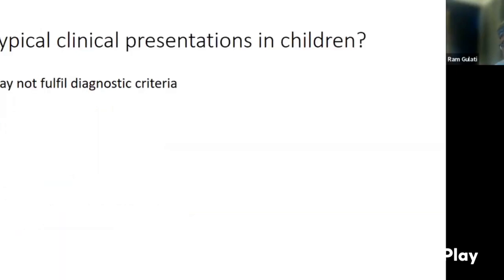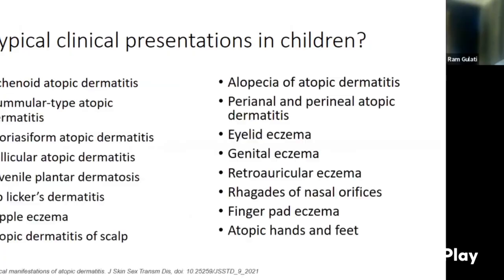Atypical clinical presentations in children. So these are kind of typical that we saw, but sometimes you come across presentations which are very atypical. That means that they're not fulfilling the diagnostic criteria that we have at hand for atopic eczema. So there's a huge list of atypical clinical presentations in children. I think if we just go through a few of them.